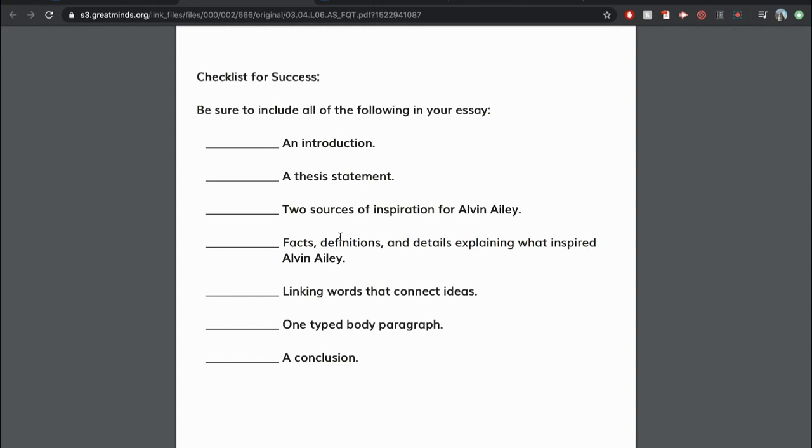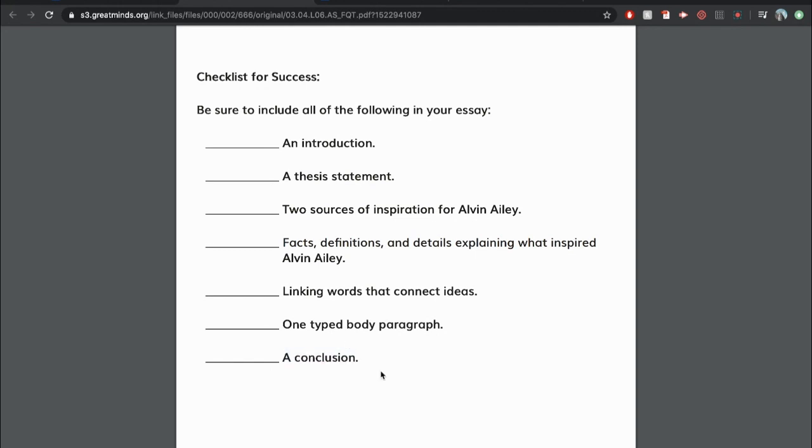Use linking words that connect ideas, also then as well as those linking words when you're providing more information. I'll provide an anchor chart with some examples of linking words in tomorrow's assignment. Also, one typed body paragraph will, you are going to type all of them because it is on the computer or on the tablet. And then finally, a conclusion.